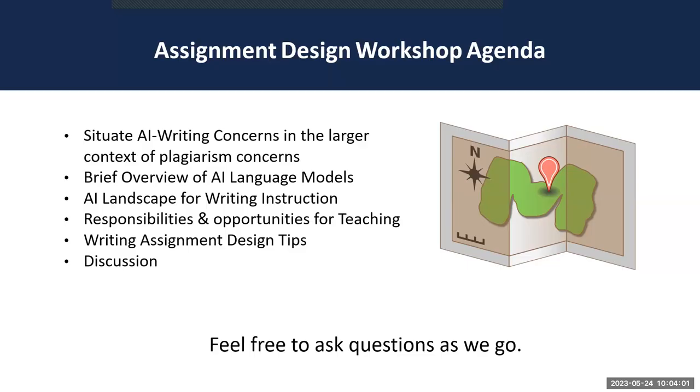Everyone. I'm going to talk today a little bit about assignment design, a little bit about AI, a lot about plagiarism just in general. And we're going to be talking about where we have come from in terms of our context and our situation in terms of plagiarism, and then trying to situate ourselves in this new AI reality. I'm going to talk a little bit throughout the talk about some opportunities, some things that you can do in your own courses.